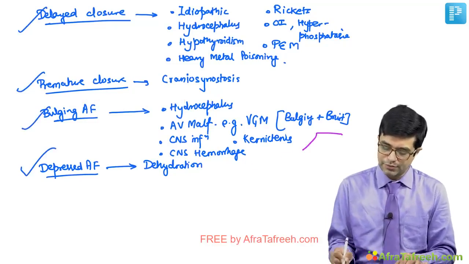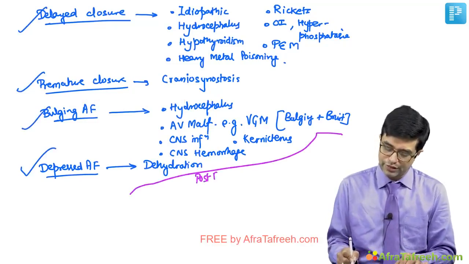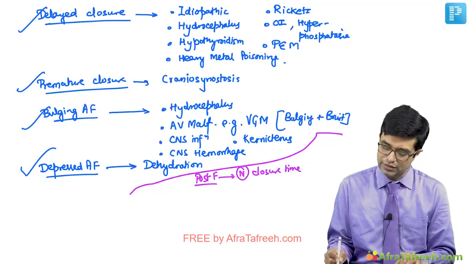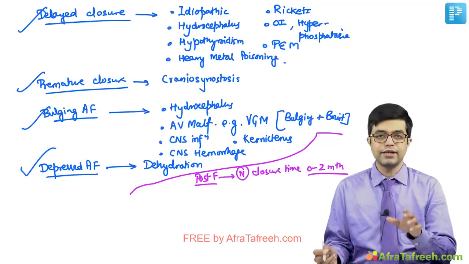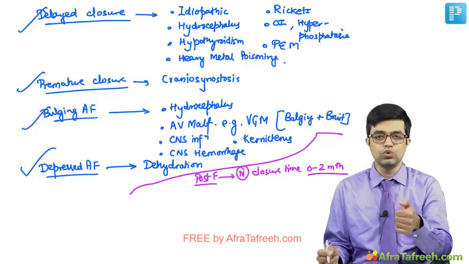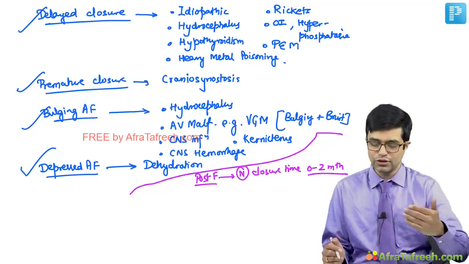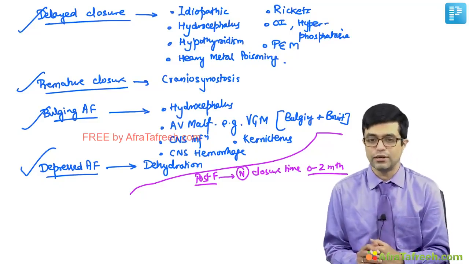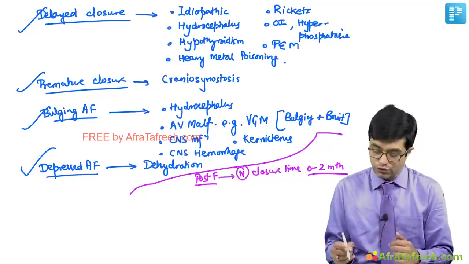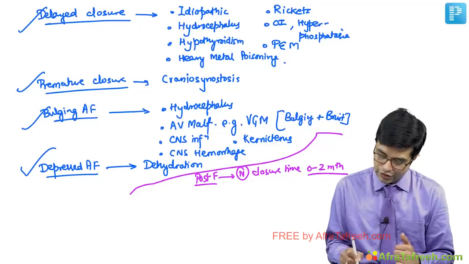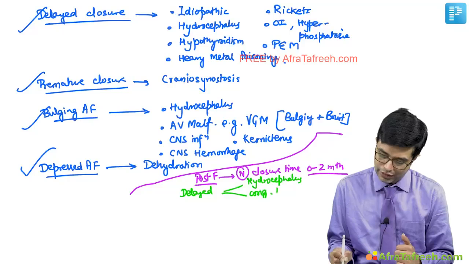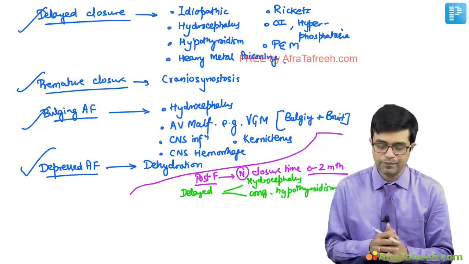Although not frequently asked, you can remember that for the posterior fontanelle, the normal closure time is 0 to 2 months. 0 to 2 months means it is either closed at birth or closes within 2 months, that is 8 weeks of birth. Any persistent closure beyond 2 months, that is beyond 8 weeks, will be considered abnormal. There are two major causes of delayed closure of posterior fontanelle: hydrocephalus as well as congenital hypothyroidism. So these are the only things which can be asked from posterior fontanelle.